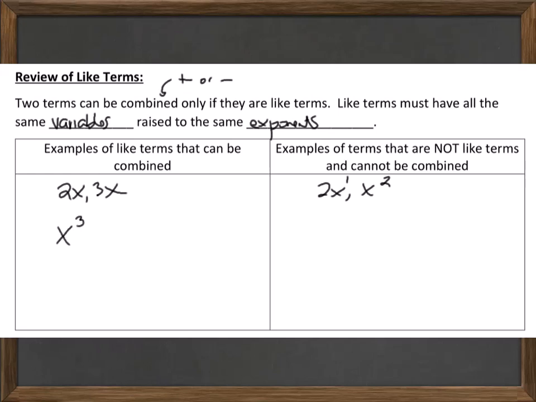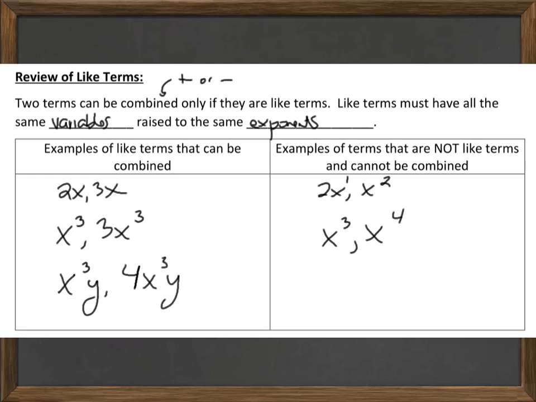If I have x to the 3rd and I have 3x to the 3rd, these are like terms because they have the same variable raised to the same exponent. Over here, if I had x to the 3rd and x to the 4th power, I could not add or subtract those terms because they are not like terms. What if I had a few variables? So let's say I have x to the 3rd y, and then I have 4x to the 3rd y. Okay, so again, even though they have different coefficients, they have the same variables, x to the 3rd and y, and x in both cases is raised to the 3rd power, y in both cases is being raised to the 1st power.